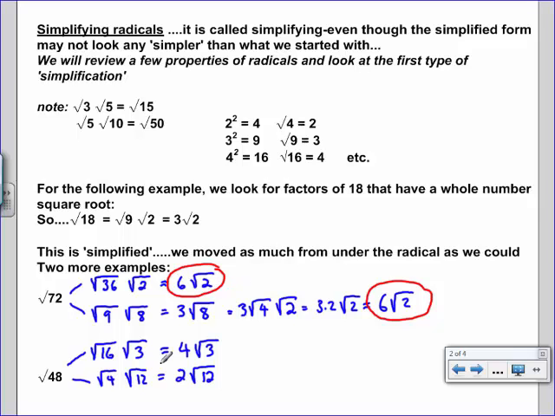But again, this 12 has a factor of 4, so we could break that into 2 times the square root of 4 times the square root of 3, which is equal to 2 times 2 times the square root of 3, which is 4 times the square root of 3. Again, we have the same final simplified form.